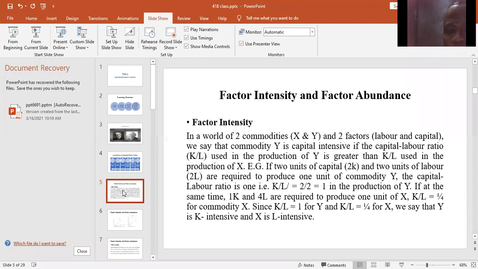And as we have here, in a world of two commodities and two factors, we say that commodity Y is capital intensive if the capital-labor ratio K/L used in the production of Y is greater than K/L used in the production of X. E.g., if 2 units of capital and 2 units of labor are required to produce 1 unit of commodity Y, the capital-labor ratio K over L gives us 1 in the production of Y. At the same time, you can then say what the capital-labor ratio is for the other commodity. Basically, we are not looking at it from the absolute angle, we are looking at it in terms of the ratio of capital and labor that is actually expended to produce a particular commodity.